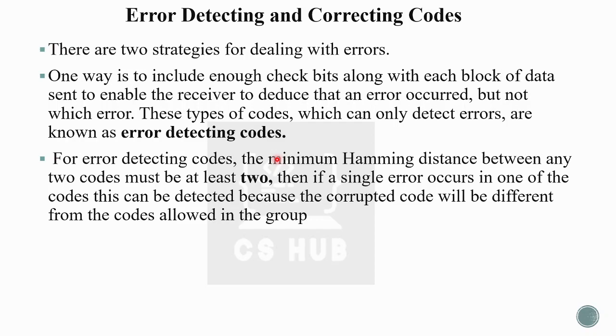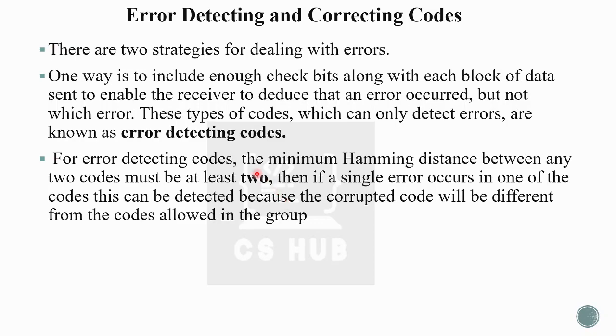So, if a single bit changes, a single error occurs, our pattern will be different. This is our fixed pattern. Our Hamming distance must be at least 2, and if a single error occurs in one of these codes, that error can be detected because that code will be different from the codes that are allowed in the group.